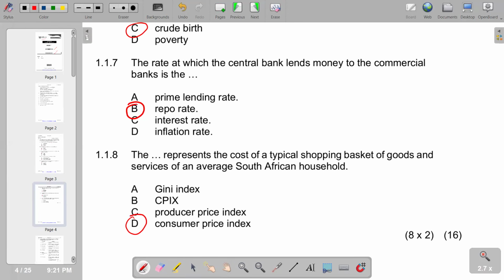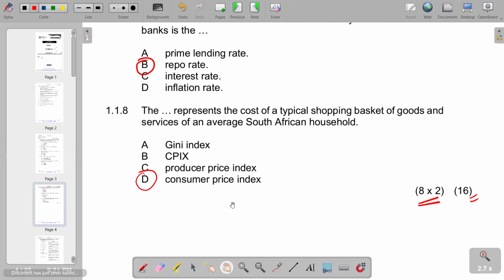And remember, when you're looking at the consumer price index, it is a measure of the average change over time in the price paid by consumers for a market basket of consumer goods and services, such as, for example, food, housing, also transportation can be part of that basket. So this is the explanation that we have on number 8. And remember, this is the last question that we have on the multiple choice section with a total of 16 marks.